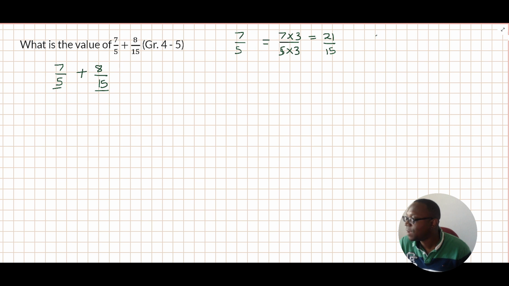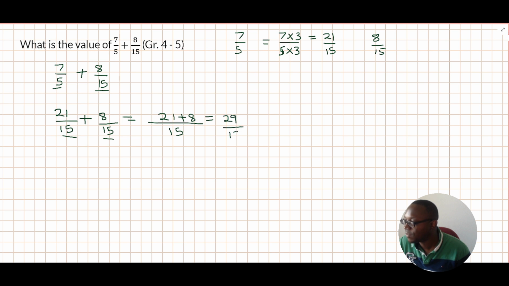And then I have 8 over 15. Because we already have the denominator at 15, we don't have to do anything to that fraction. So now I have 21 over 15 plus 8 over 15. Now that we have the same denominators, we can add the numerators. Our denominator is 15. 21 plus 8 gives us 29 over 15. Now you can leave your answer in this form.